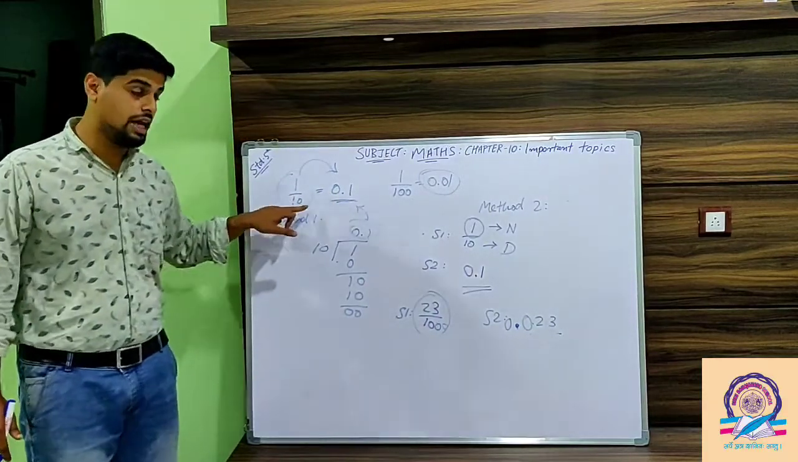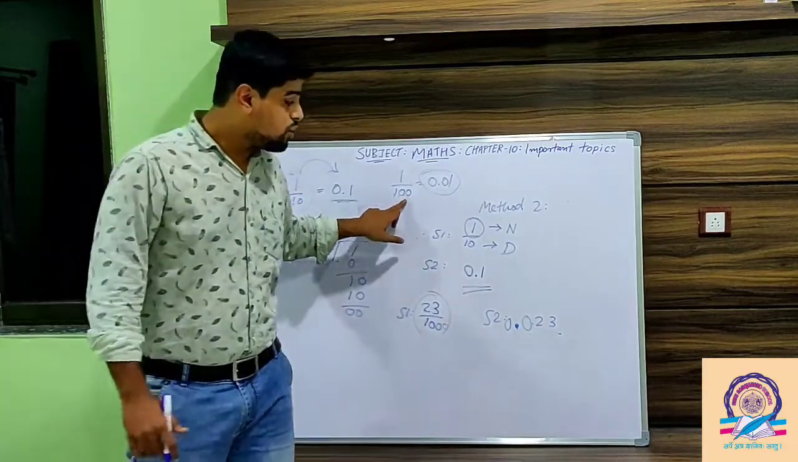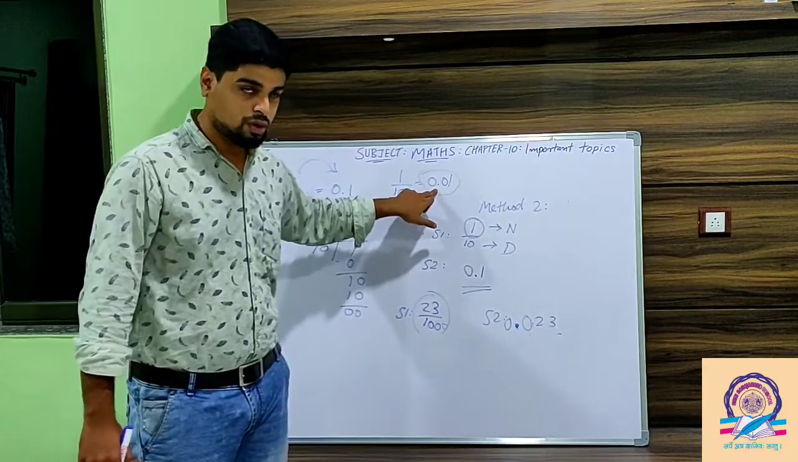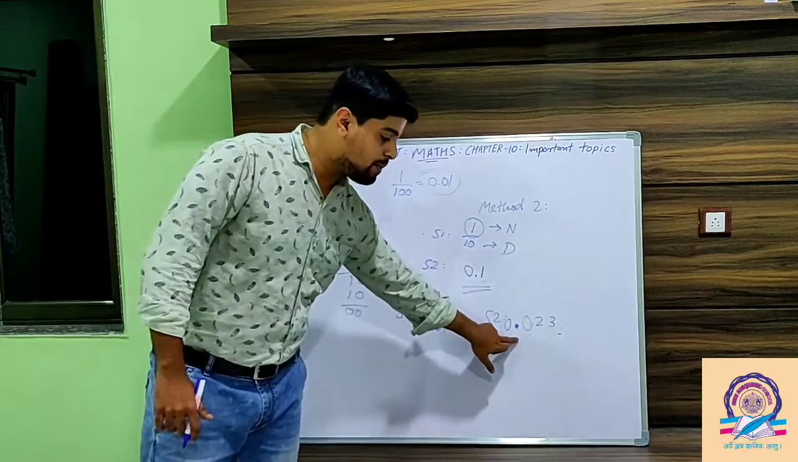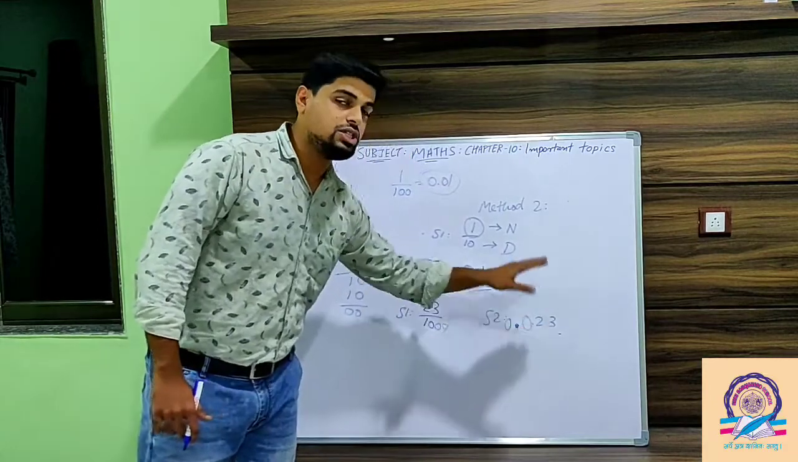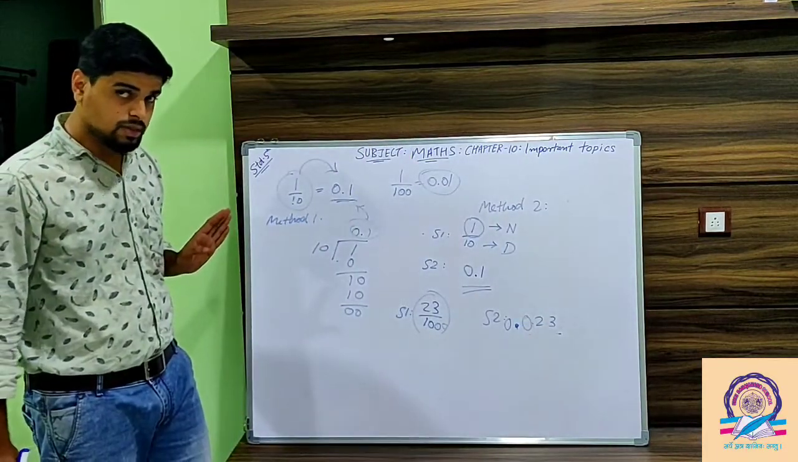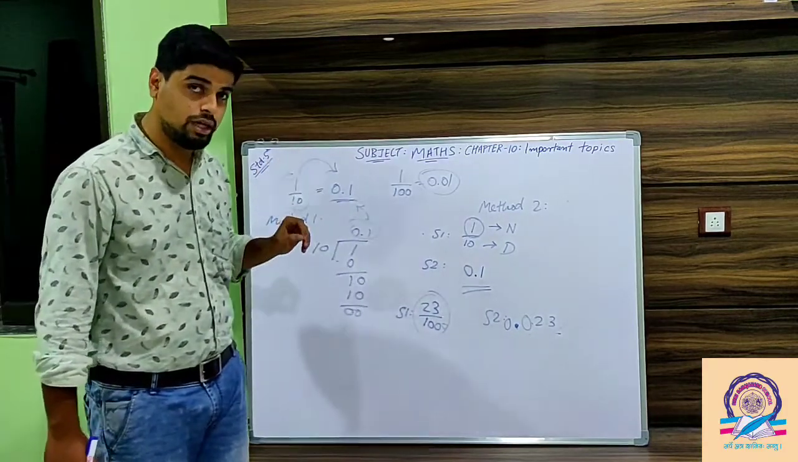If 10 is there, put the decimal point 1 digit before. If 20 is there, put the decimal point 1, 2 digits before. If 30 is there, put the decimal point 1, 2, 3 digits before. Is it clear? How to convert any given fraction into decimal point?